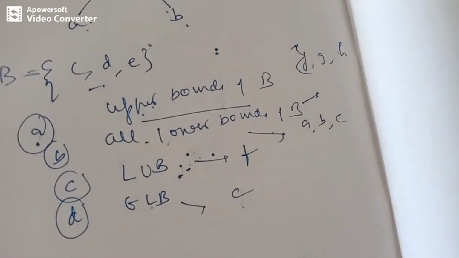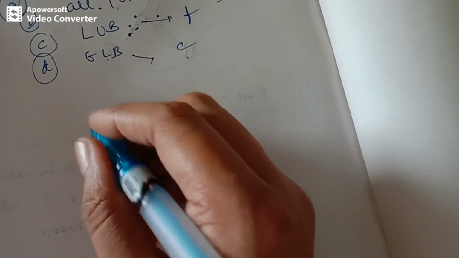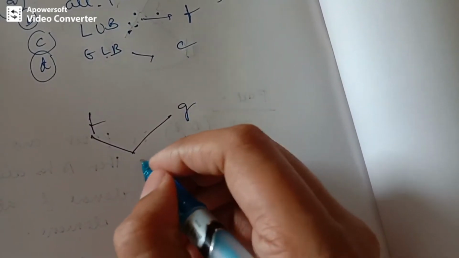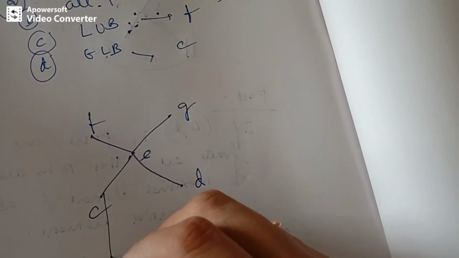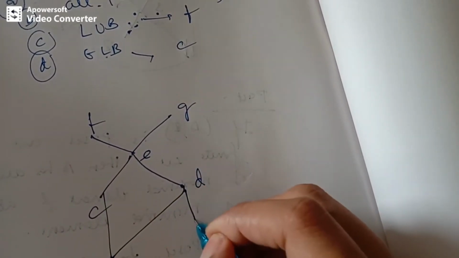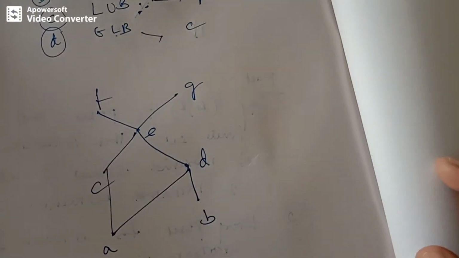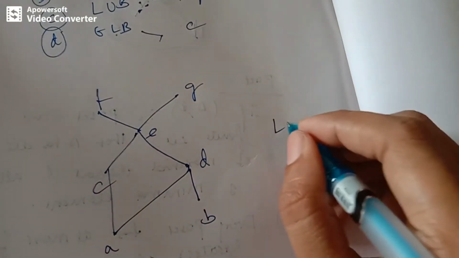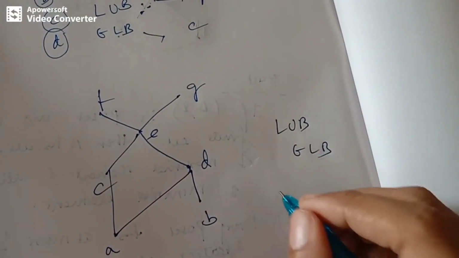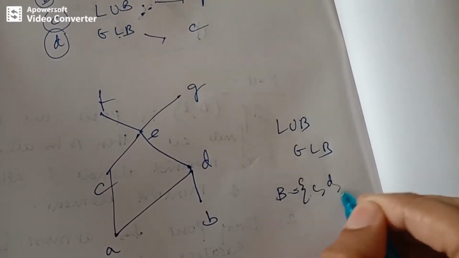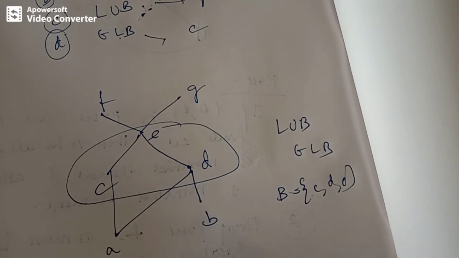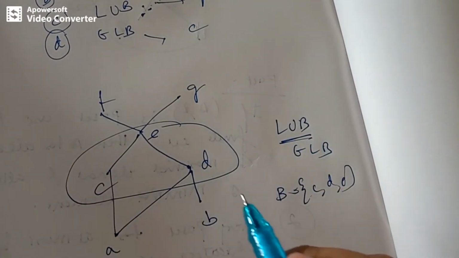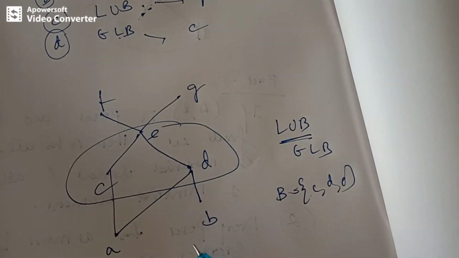Okay, let's say you are given another problem wherein the Hasse diagram is given as F, G, this is your E, and C, D, A, and here you have got B. So this is the Hasse diagram given. They have asked you to find out the least upper bound and greatest lower bound of the set B given as C, D, E. This is your set B. You are supposed to find out the least upper bound.